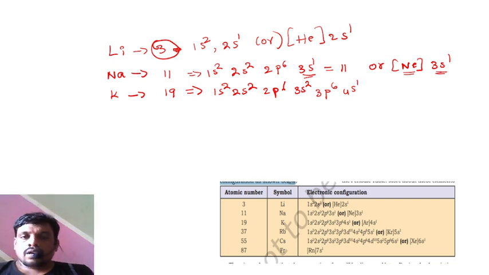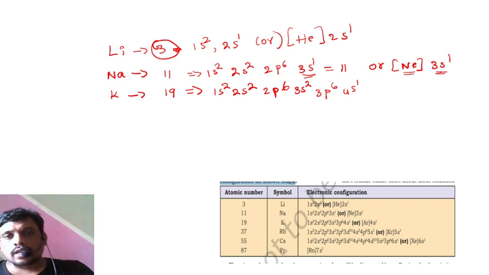Count the number of electrons that are filled here in the subshells or orbitals. In 1s 2 electrons are filled. In 2s orbital 2 electrons are filled. In 2p orbital 6 electrons are filled. In 3s orbital 2 electrons are filled. In 3p orbital 6 electrons are filled. In 4s orbital 1 electron is filled. 4 plus 6 is 10, 10 plus 2 is 12, 12 plus 6 is 18, 18 plus 1 is 19.